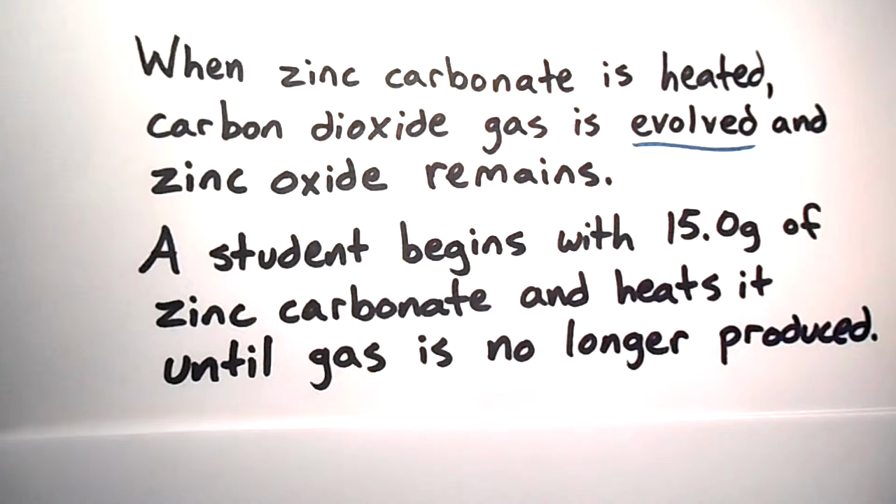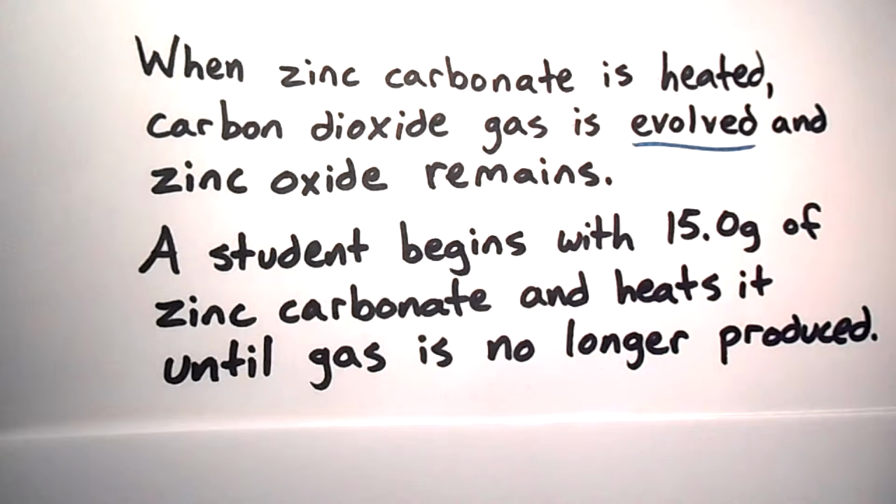Here's the start of a problem that is a good example of something we might encounter in the first portion of our term in AP Chemistry. It's very similar to something you might have seen in your previous chemistry class, except we're not giving you any of the formulas. We're just giving you the name of chemicals. When zinc carbonate is heated, carbon dioxide gas is evolved and zinc oxide remains. Evolved, by the way, is just another way of saying the gas is produced.